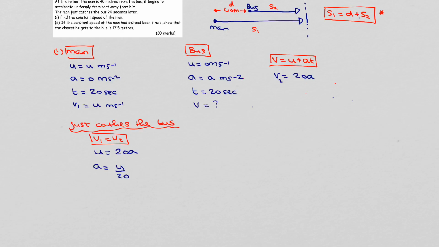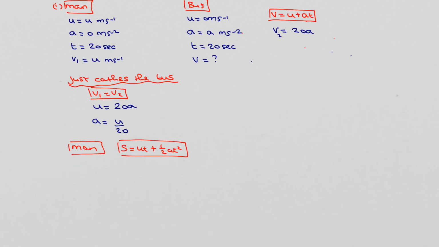So what we now want to do is set up an equation for S1 and S2. For the man, S is equal to UT plus a half AT squared. We said the distance travelled by the man was S1. The initial velocity is U times T, and U times T is 20U, and a half AT squared is going to be 0.